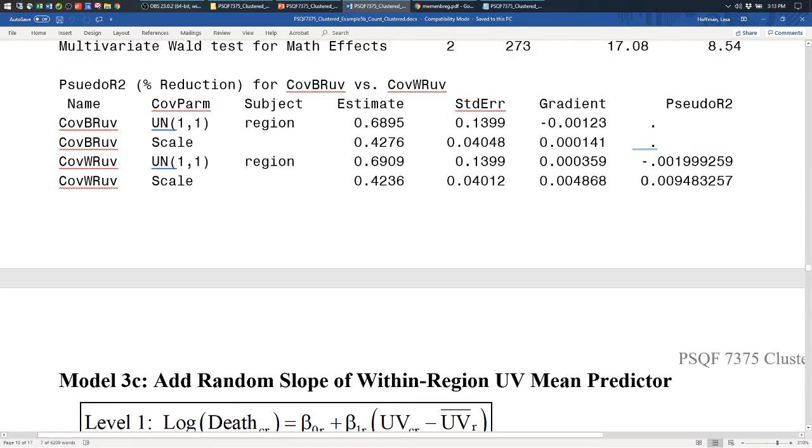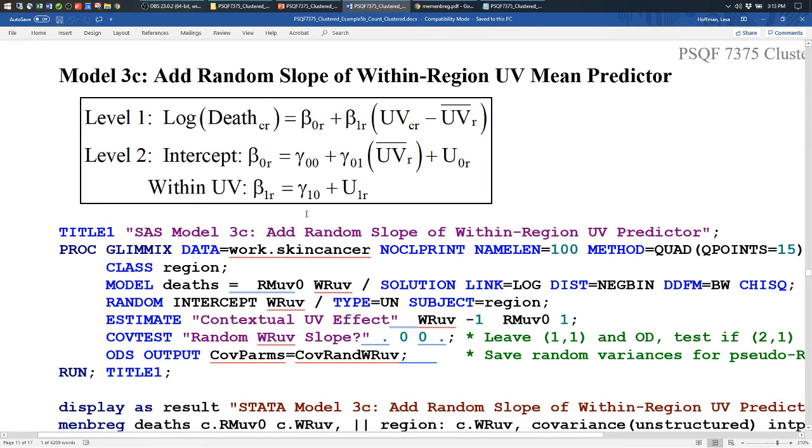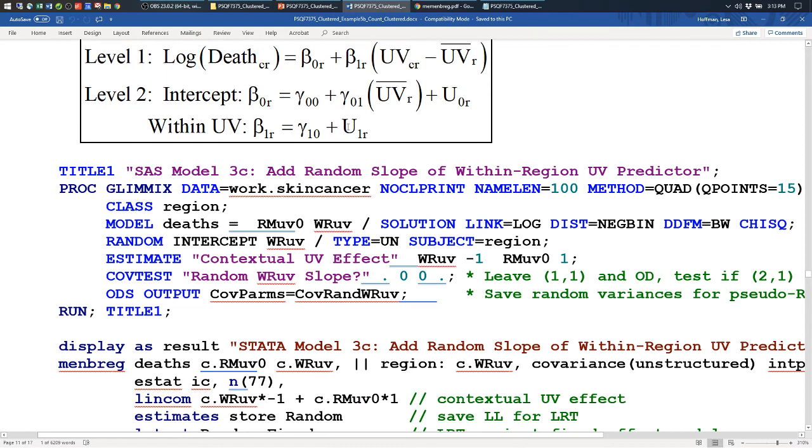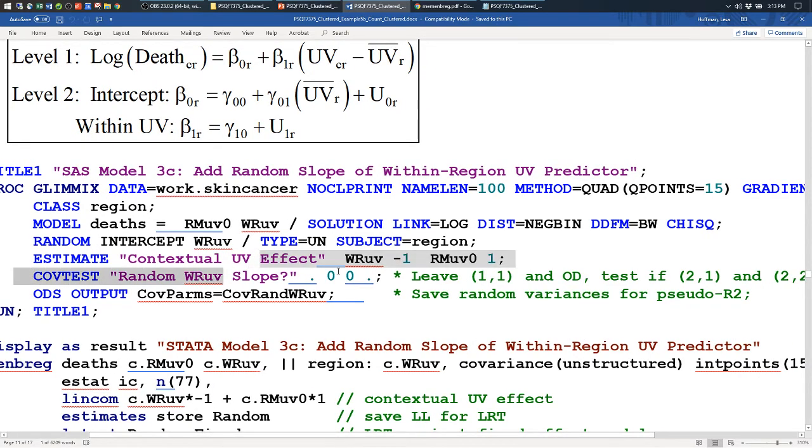It did seem to reduce the scale factor a little bit though, which means it's sort of that idea, but I don't think that works. Here's a random slope of within region UV, as well as another example of how to test random slopes using Cove test.